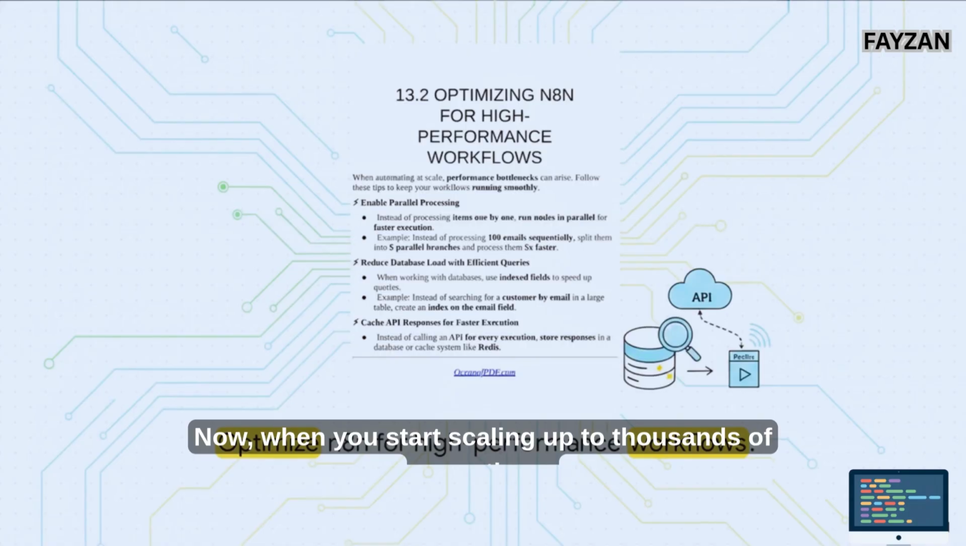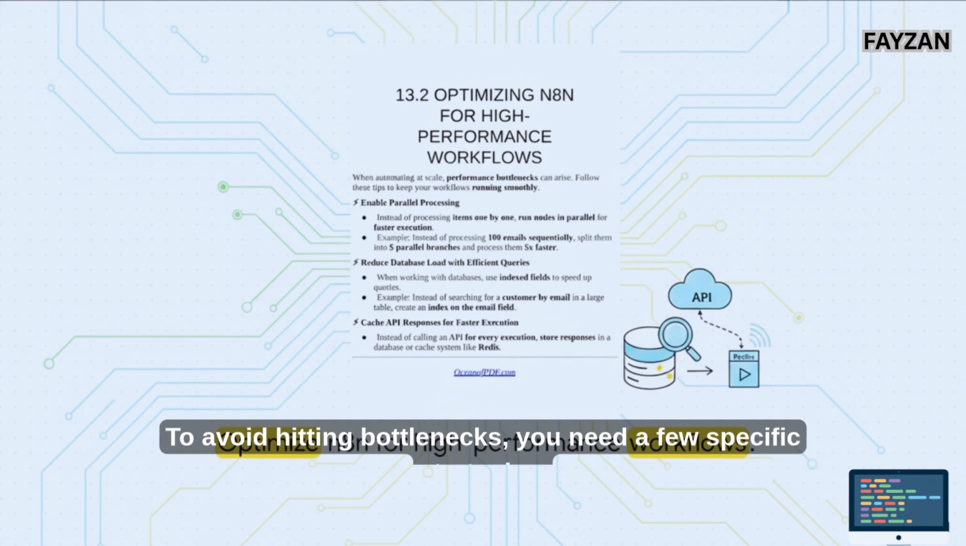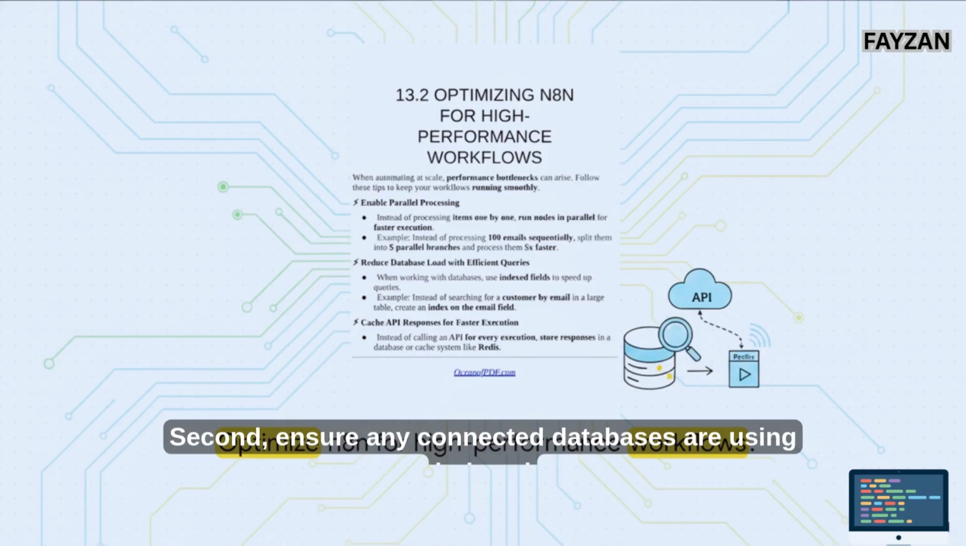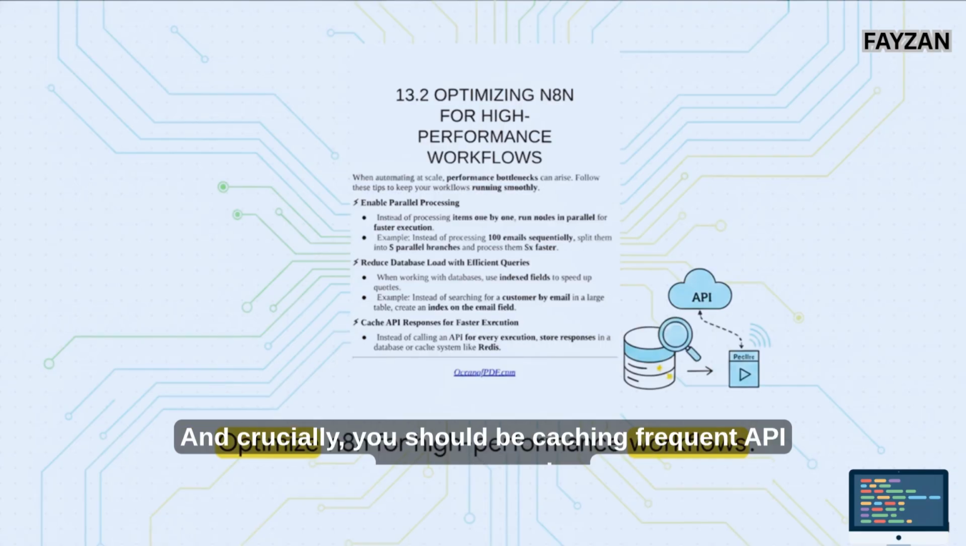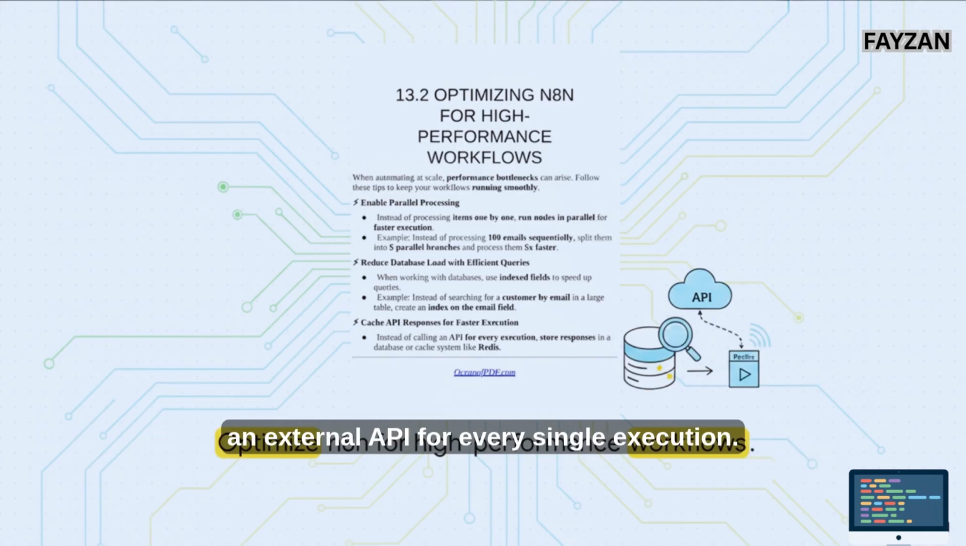Now, when you start scaling up to thousands of executions, performance optimization isn't just nice to have, it's critical. To avoid hitting bottlenecks, you need a few specific strategies. First, you've got to enable parallel processing, so you're splitting items into branches rather than forcing them to process sequentially. Second, ensure any connected databases are using indexed fields to drastically speed up those queries. And crucially, you should be caching frequent API responses using a system like Redis, rather than aggressively hammering an external API for every single execution.